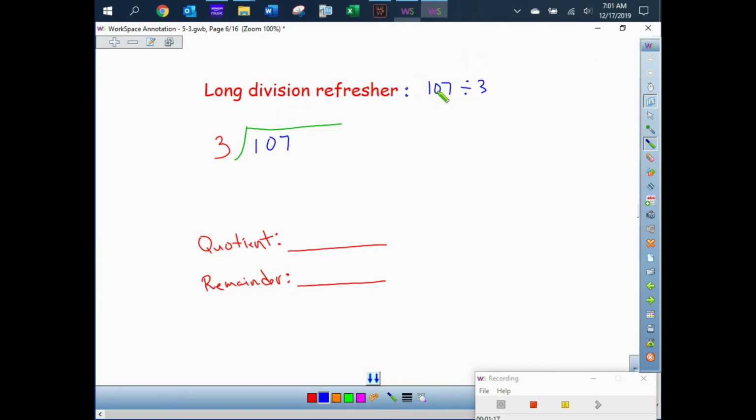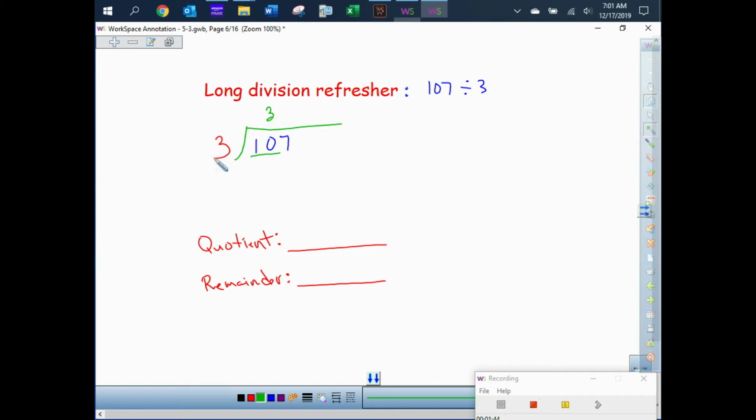So if you wanted to take 107 divided by 3 and you were going to do it old school long division style, you'd set it up with this fancy little bracket, and you'd see how many times 3 goes into 1. Well, 3 is actually bigger than 1, so you have to move to the next guy and see how many times does 3 go into 10. Well, you do 3, 6, 9, so it goes in there 3 times.